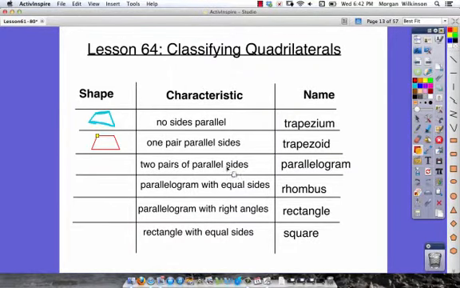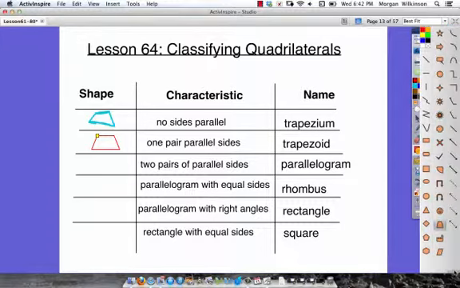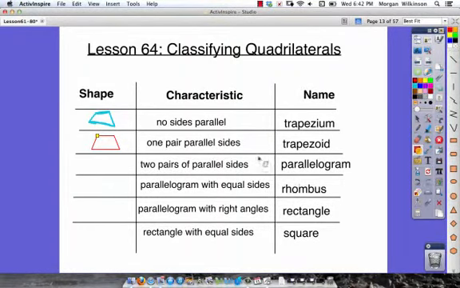Next is a parallelogram. Two pairs of parallel sides. Let's look for a parallelogram. Well, keep your eyes open. Let's move to the next page. Oh, here's a parallelogram. Okay, two pairs of parallel sides. There we go. There's a parallelogram. The top and the bottom are parallel, and the two sides are parallel. We've got a parallelogram.